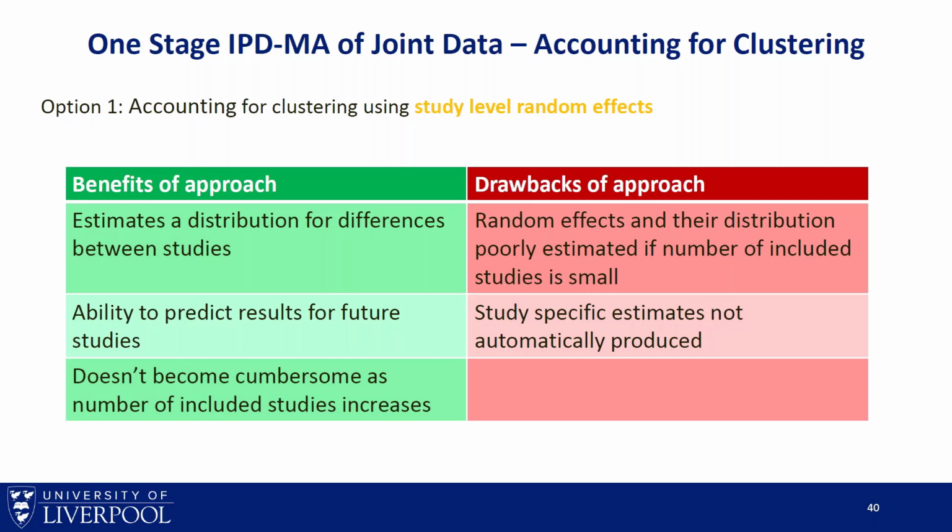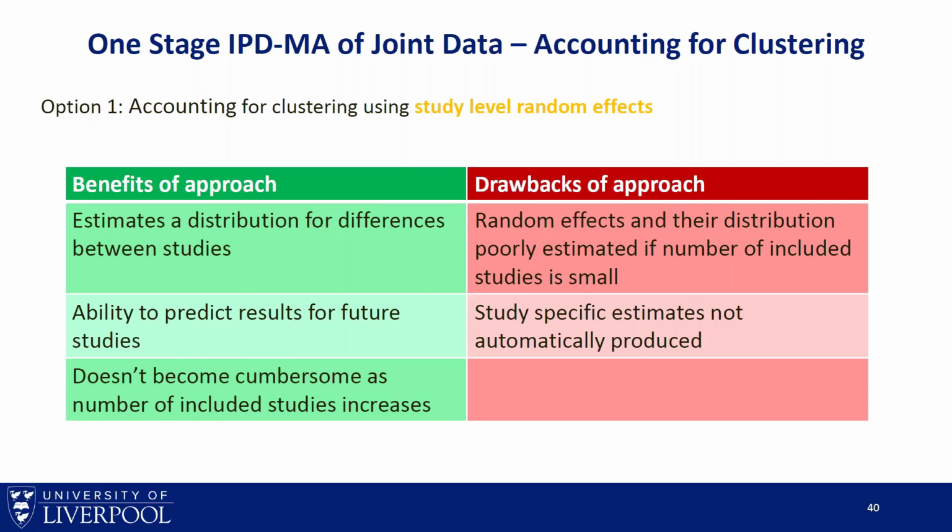Benefits are that you estimate a distribution for the differences between studies, which allows you both to assess how variable the currently included studies are, but you can also predict future studies. Additionally, as the number of studies included in the meta-analysis increases, the number of parameters stays constant given the number of random effects included in your submodel, which means that your model doesn't become cumbersome quickly, which is especially important in the joint model because we have the multiple different submodels.